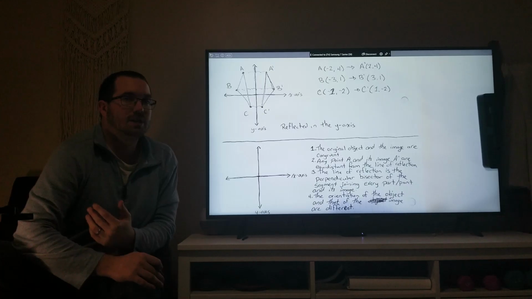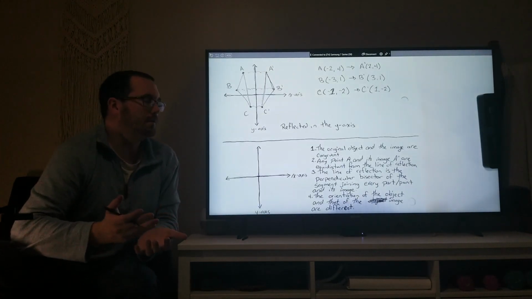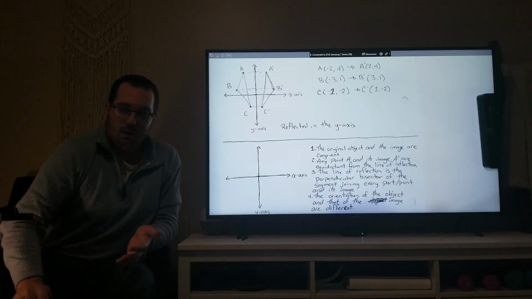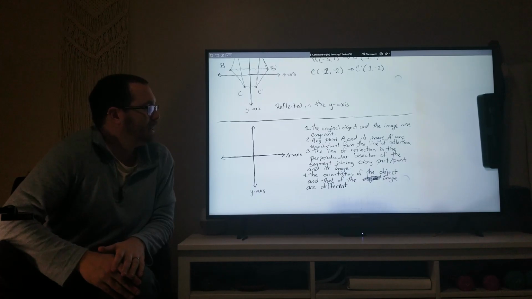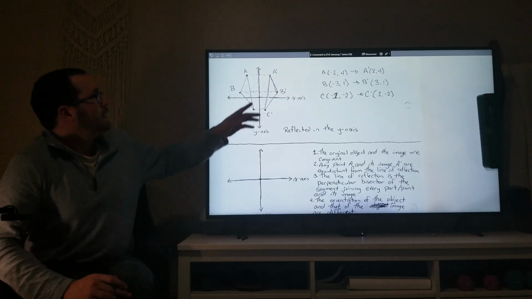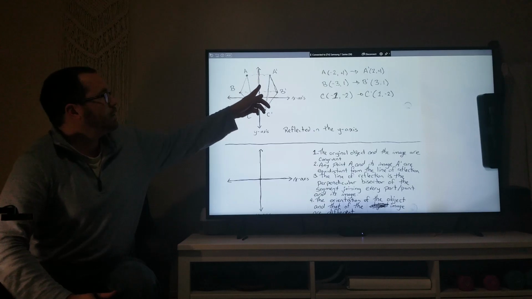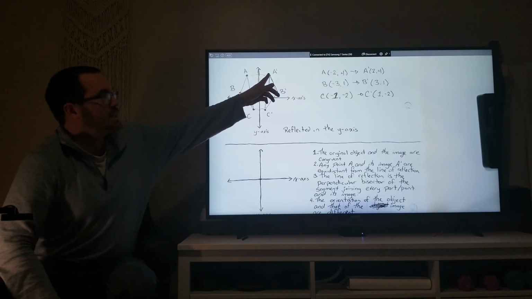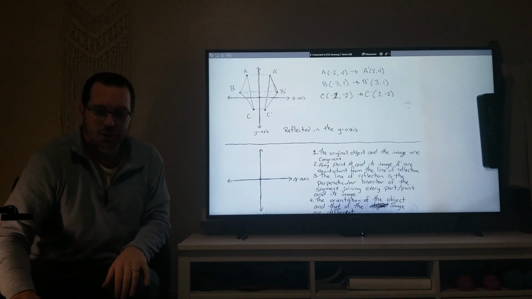And so these are essentially the exact same shape, just a flipped or mirrored version of it. Point number 2. Any point A and its image A' are equidistant from the line of reflection. What that simply means is here, this point A is 2 spaces away from the mirror line. So this also is the exact same thing, 2 spaces away from the mirror line, just in the opposite direction.